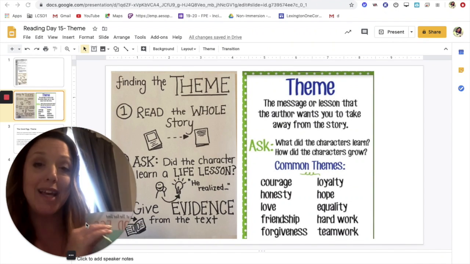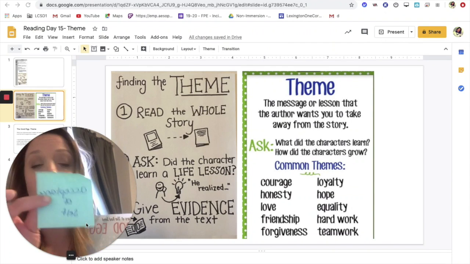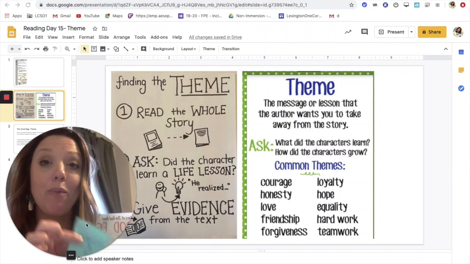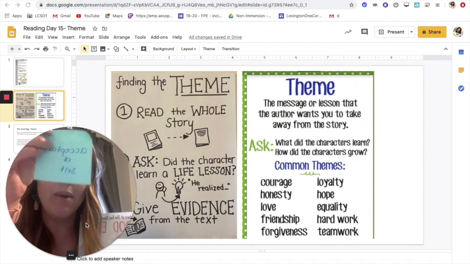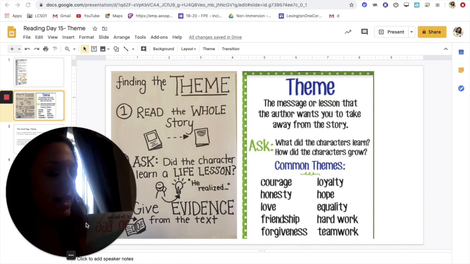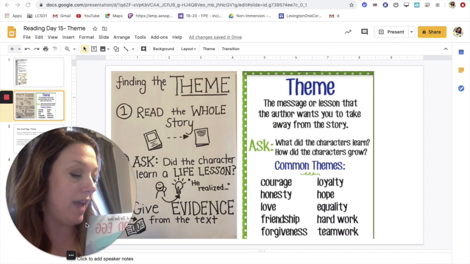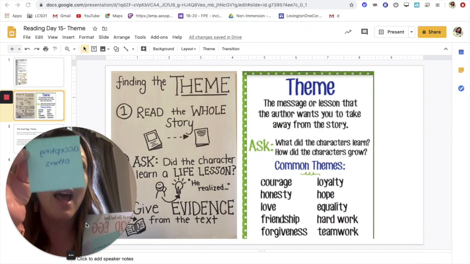Another one was accepting yourself. You have to know that it's okay to be different. In The Good Egg, he was good and he wanted everybody else to be good all the time, and that's not how they wanted to be. So you have to be able to accept who you are and be happy with it. Another lesson that The Good Egg could have learned is you also have to accept others, accepting others for who they are.